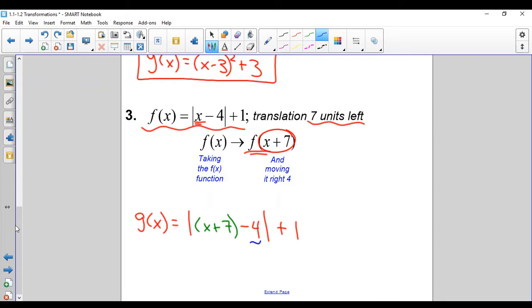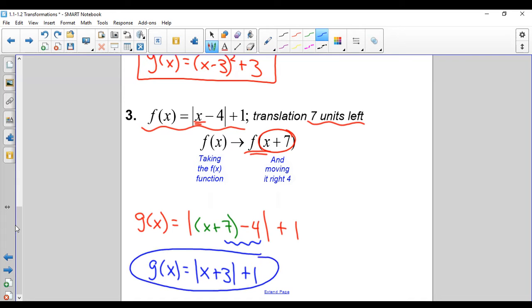All you have to do is combine like terms inside the absolute value bars, and you happen to be done. That's all we're able to do.